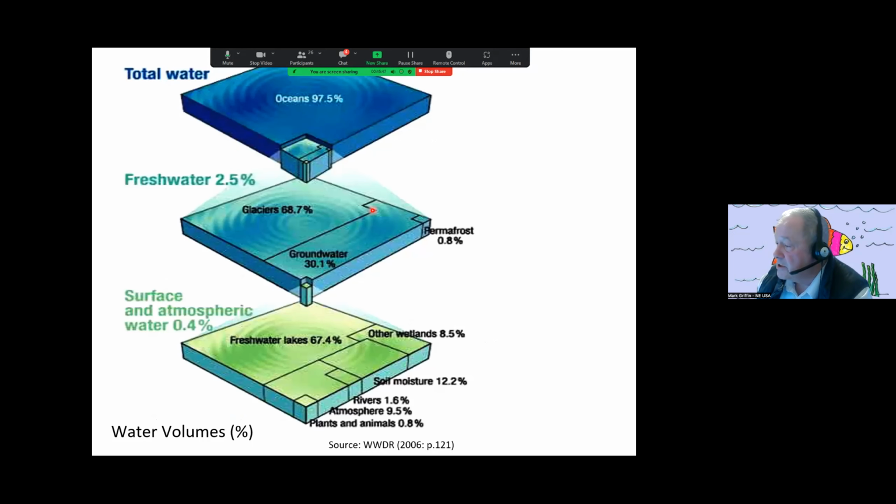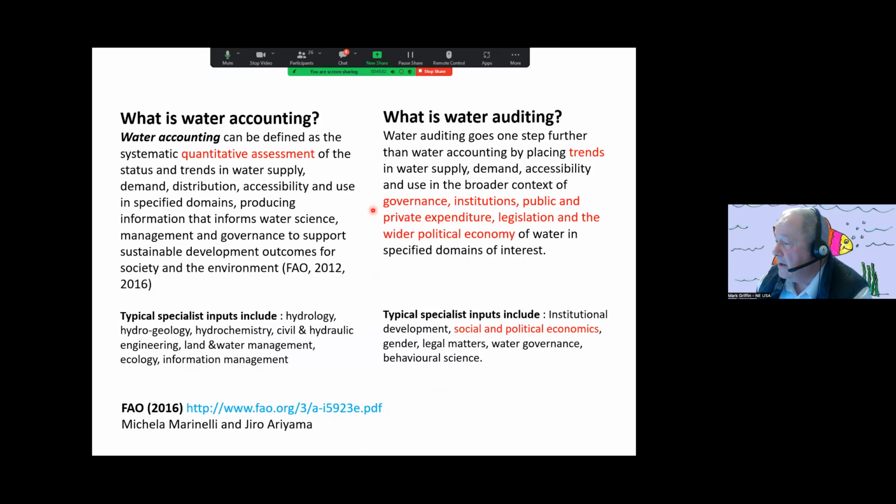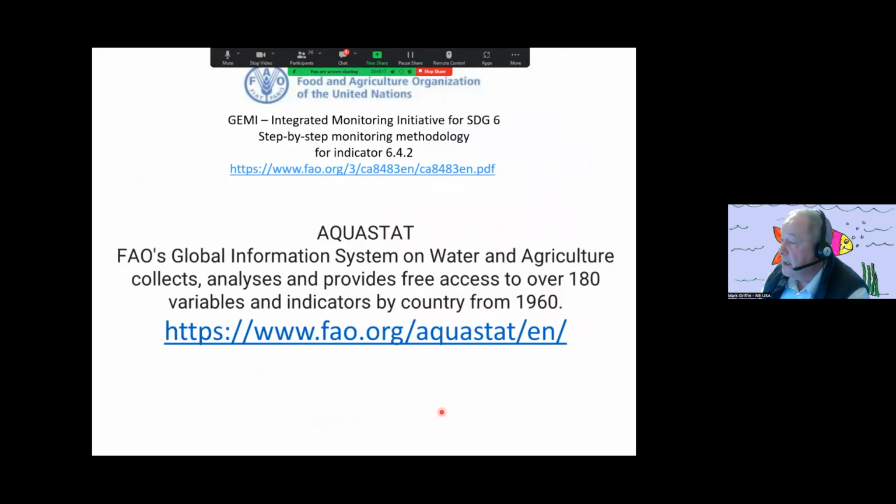This also talks about how you account for water. How do you keep track of it? FAO makes a distinction between water counting, which is a quantitative assessment, sort of like the accountant versus the economist, and water auditing, which is more involved with social sciences, social and political economics. So they do make a distinction.